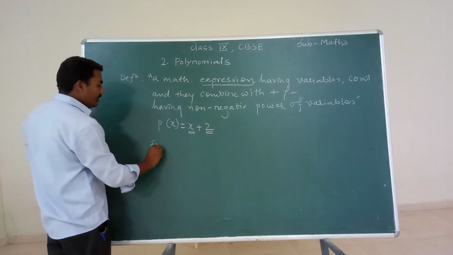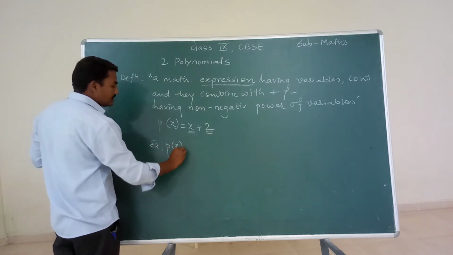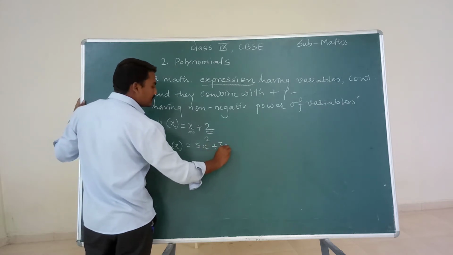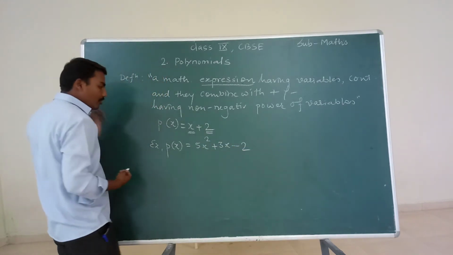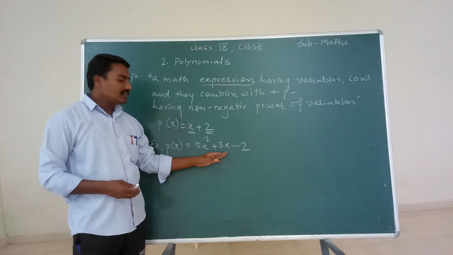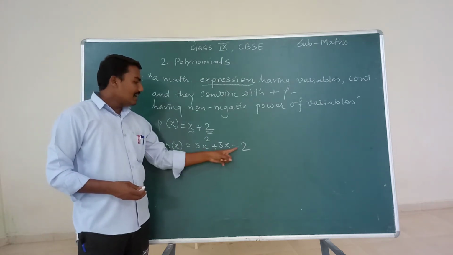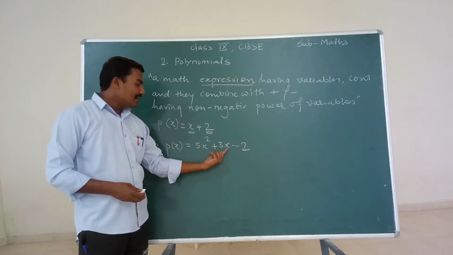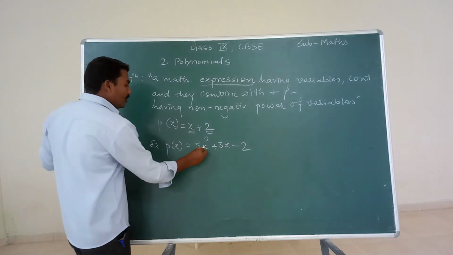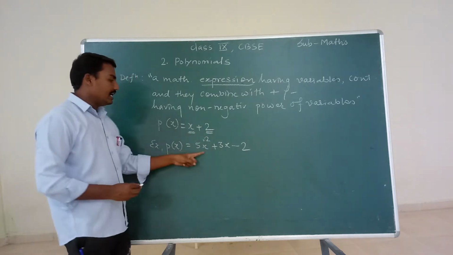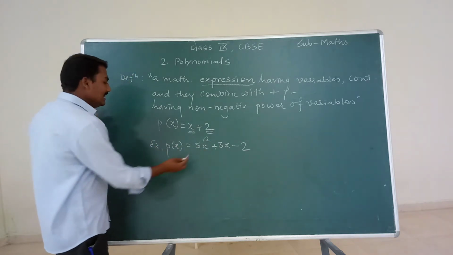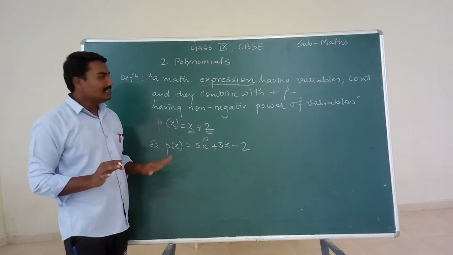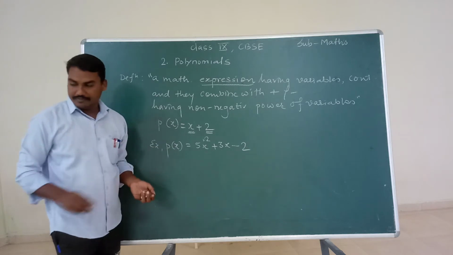Another example of polynomial, p of x is equal to 5x square plus 3x minus 2. It is also a polynomial. It is a mathematical expression having plus or minus sign combination, coefficients or constant 2 is there, variable x is also there, and the power of the variable is plus 2, not a negative. That's why these mathematical expressions are the polynomials. Okay, it is the simple definition of polynomial.